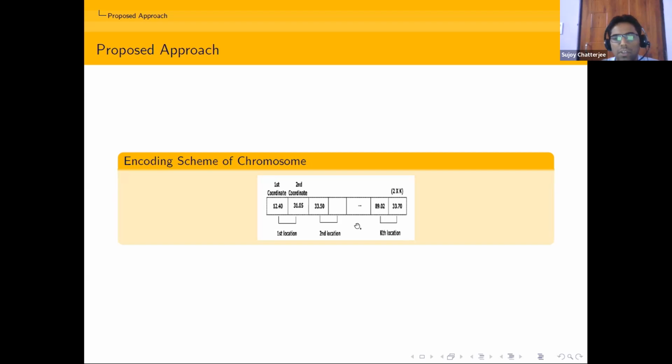So this is the encoding scheme of one solution, that is a chromosome. Here in multi-objective optimization, a chromosome will be treated as one solution. So here this is the solution. This is for the first ATM counter, so first location, this is the first coordinate.